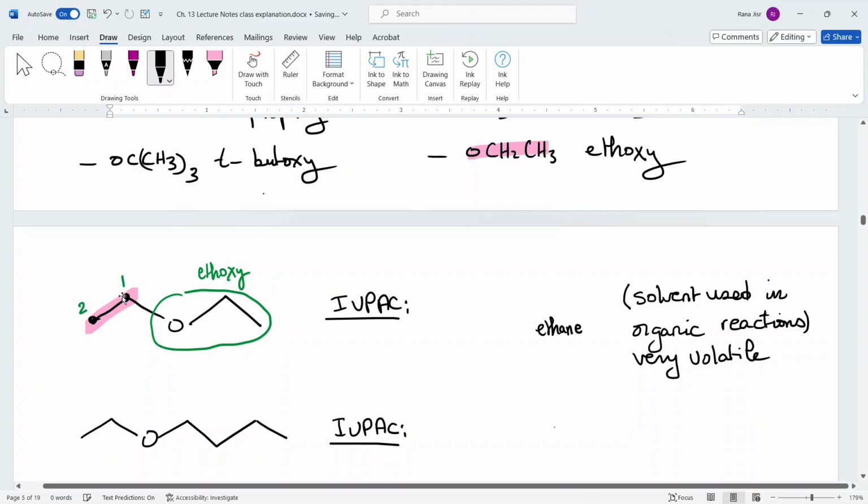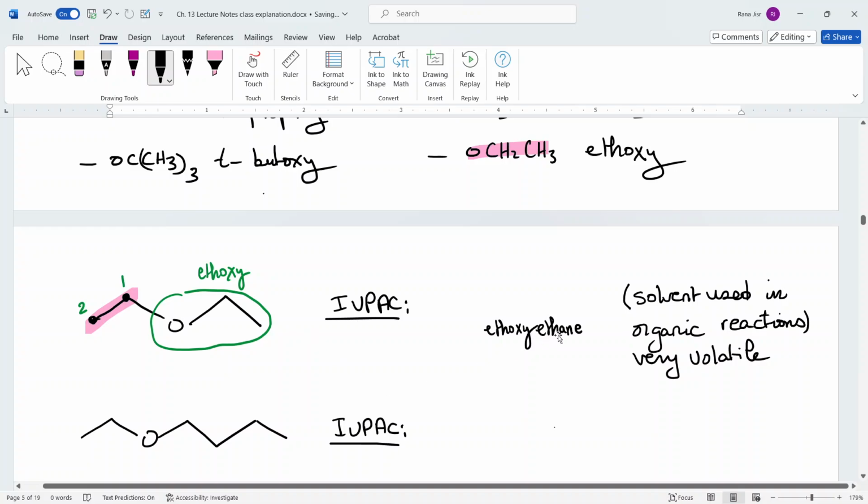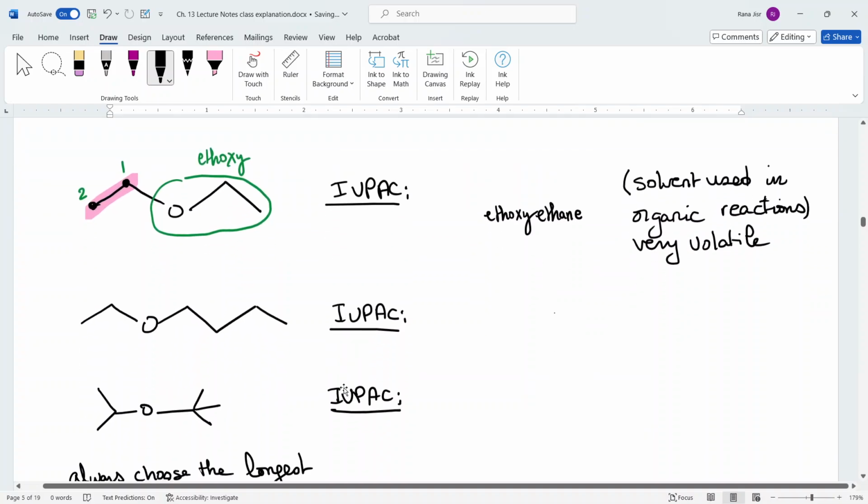And on carbon number 1, I have the ethoxy. So drop the 1, and the name is going to be ethoxyethane. There is no space between ethoxy and ethane. This is diethyl ether as its common name. It goes by its common name. It doesn't go by its IUPAC name. It is a solvent that we normally use in organic chemistry in order to dissolve organic compounds.